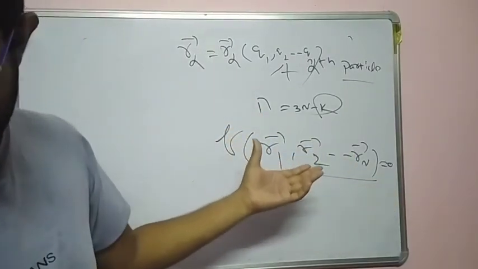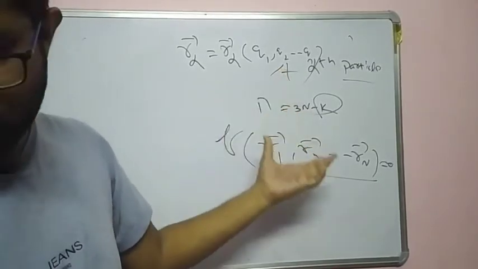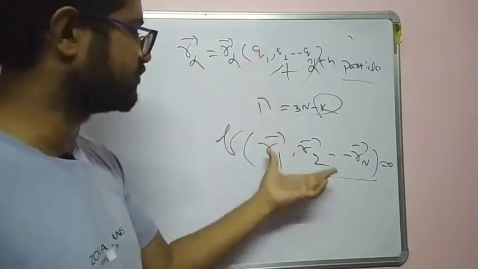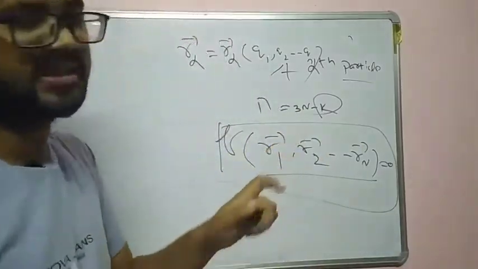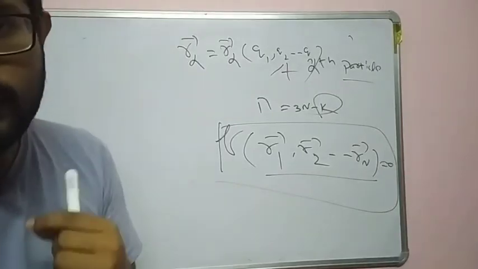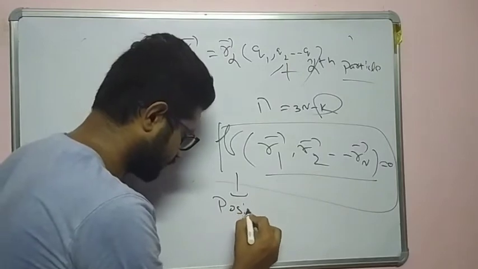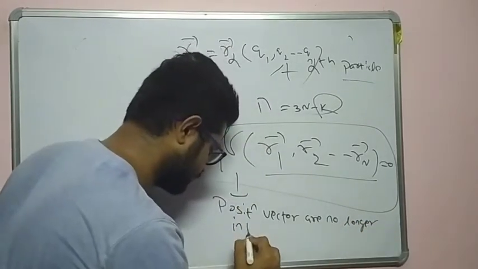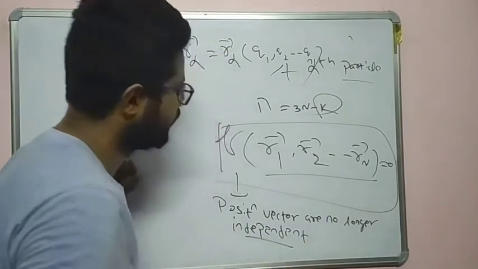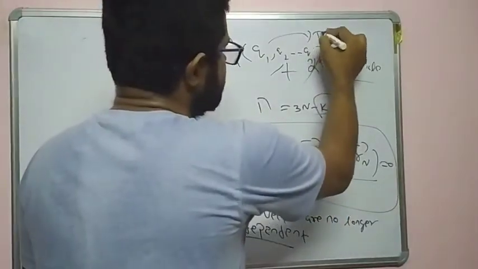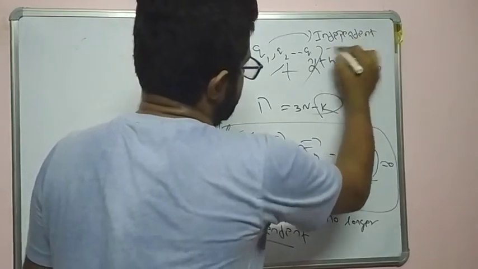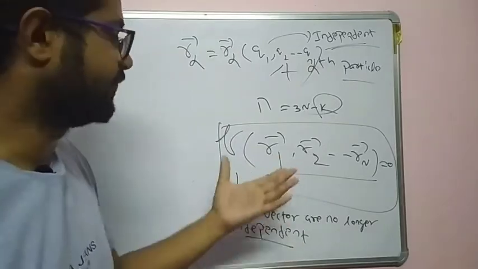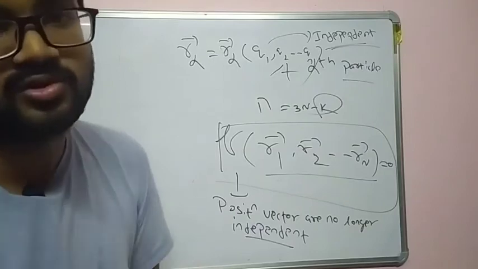If we have the constraint, what is the major issue? If the position vectors satisfy the constraint equation, that means the position vectors are no longer independent. Are you getting my point? The generalized coordinates are independent because they do not satisfy the constraint equation, but the position vectors are no longer independent because they satisfy the constraint equation. If we have constraints, coordinates are no longer independent.